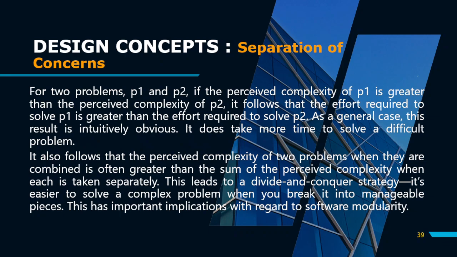Here you can see this example. It tells us that if we have two problems, P1 and P2, and the complexity of P1 is greater than P2, the effort it would take is greater than the entire effort we put on the system. That is what they are trying to tell us.